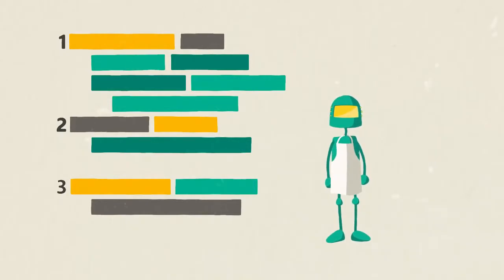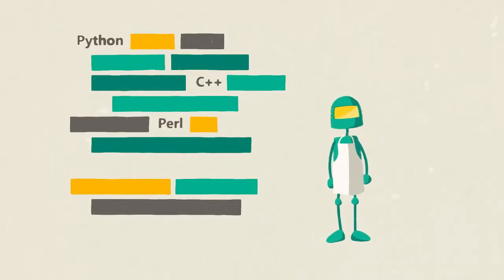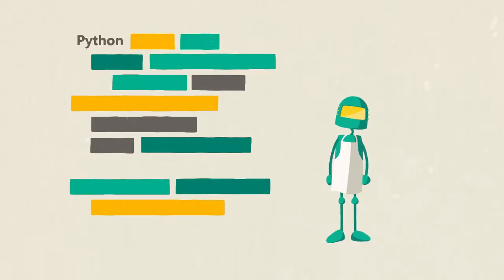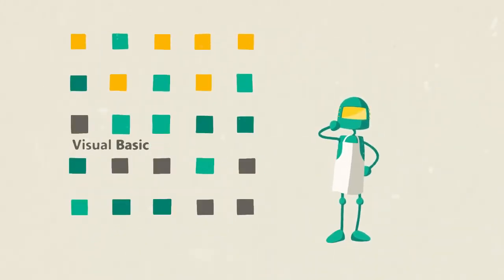And just like people in different parts of the world speak different languages, computers understand many different languages too, with names like Python, C++, Perl, and Visual Basic. They're all different in their own way, and similar to spoken languages, they share many of the same basic features.